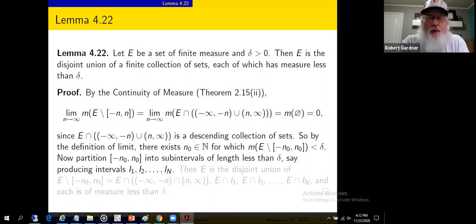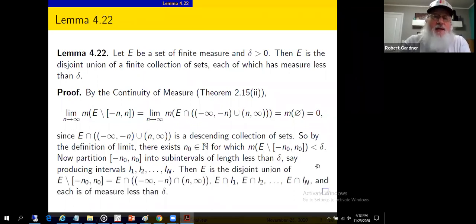Now we're only left with the parts of E that are between negative n sub 0 and n sub 0, including the endpoints. Well, that's just a finite interval. I can certainly take that finite interval and partition it into little subintervals of length less than delta, dealing with the endpoints appropriately, closed on one end, open on the other. But no problem taking this closed and bounded interval and partitioning it into little subintervals. Let's call them I sub 1 through I sub capital N, where the lengths of those little subintervals are less than delta.